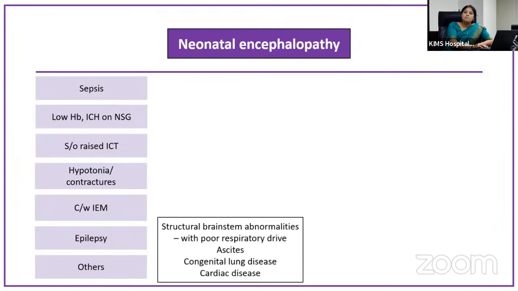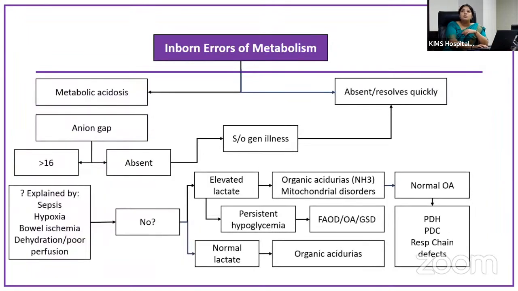Other etiologies may include structural brainstem abnormalities in which there may be a poor respiratory drive, which is central. Presence of other abnormalities like ascites or congenital lung disease or cardiac disease may result in hypoxia and secondary encephalopathy. So once we have considered the early causes of encephalopathy, and beyond that we are considering inborn errors of metabolism, we can have a group of kids who will present to us with metabolic acidosis.